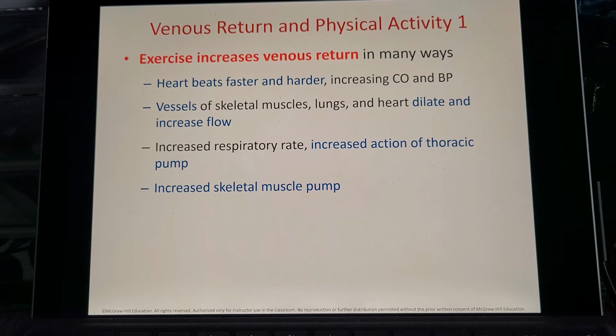Okay, so when you're exercising, though, because you're breathing more, you're going to increase your thoracic pump. So increasing the pressure in your abdominal region because your lungs are expanding to fill with air. So they're pushing down on those organs and therefore squeezing on the blood vessels. And that helps to push blood back towards the heart. And then again, skeletal muscle pump because you're moving around. So those skeletal muscles are going to squeeze on the blood vessels, keep pushing blood back towards the heart.